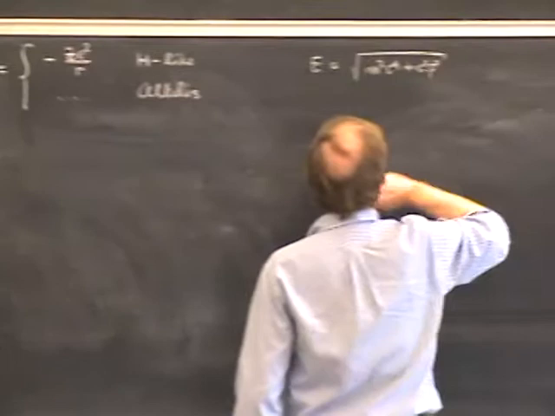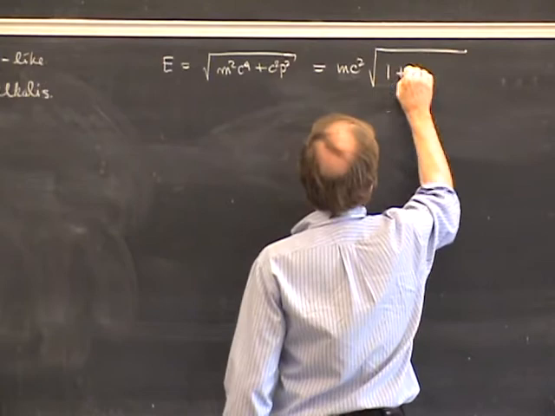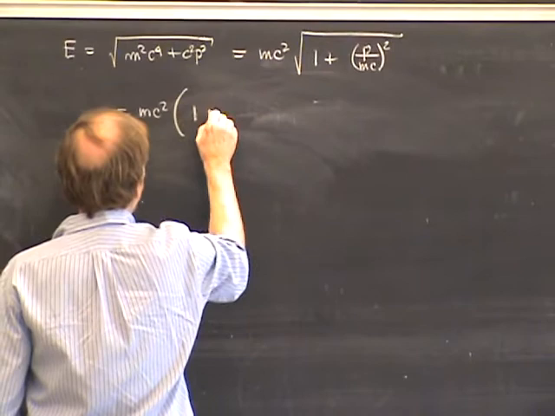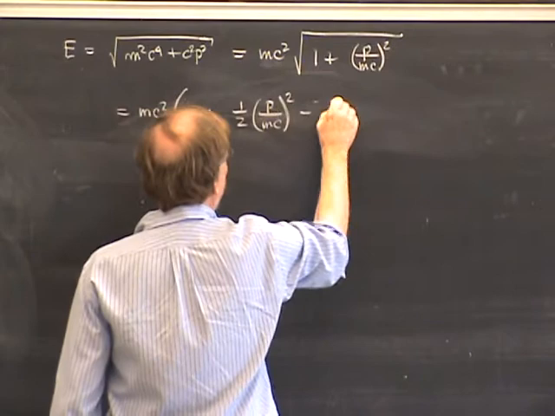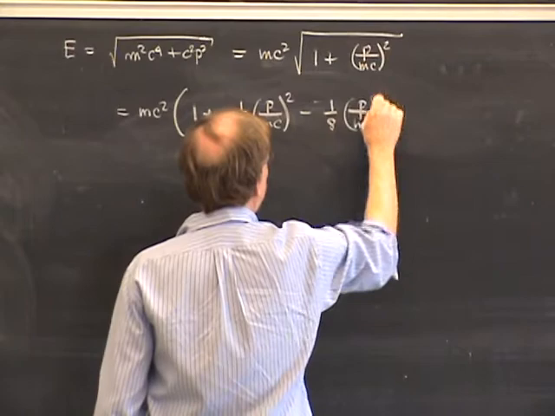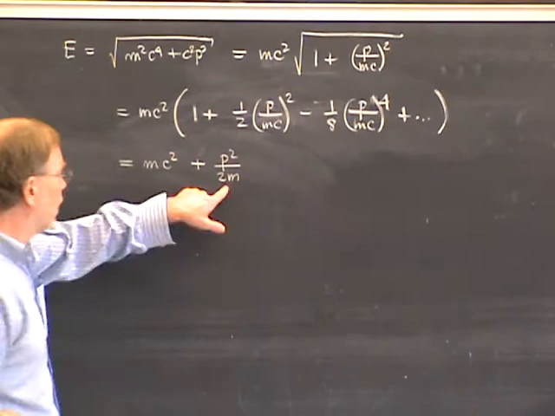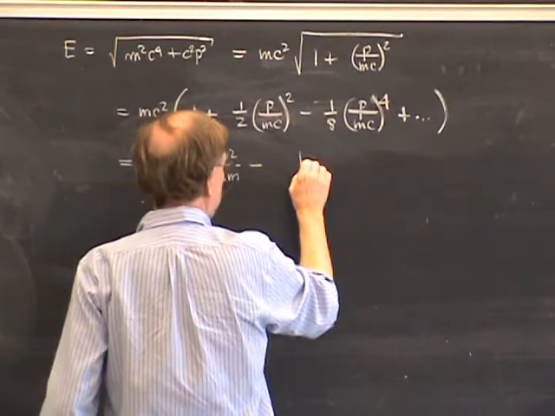And this is the same thing, factoring out mc squared, times 1 plus p divided by mc, quantity squared. If we expand this out in a Taylor series, this becomes mc squared times 1 plus 1 half p over mc quantity squared, minus 1 eighth, if I carry it out to fourth order in the momentum, p over mc to the fourth. Now multiplying this together, the first term is the rest mass, and the next term becomes p squared over 2m, which is the usual non-relativistic expression for the kinetic energy. And then the next correction term is p to the fourth divided by 8 m cubed c squared.